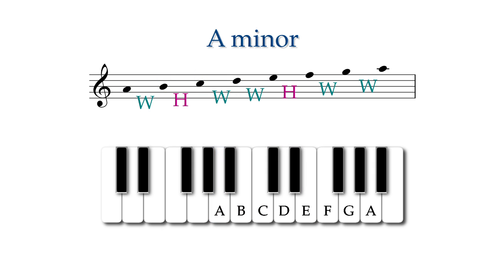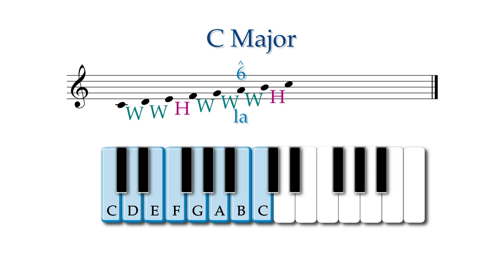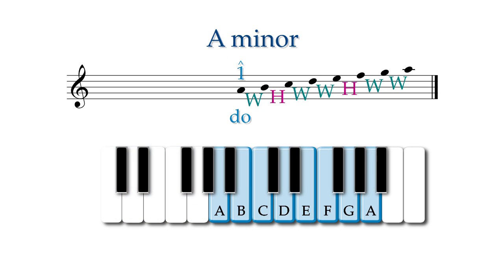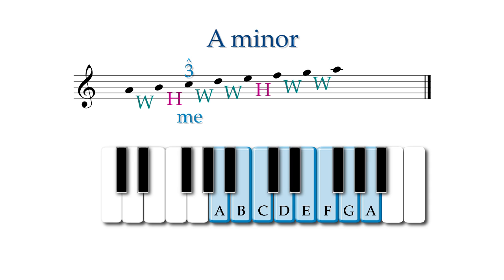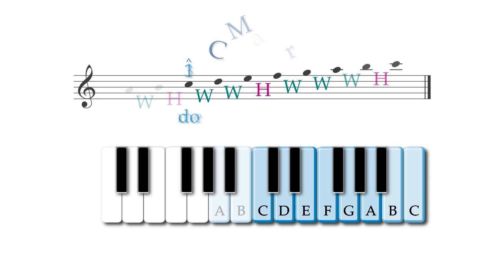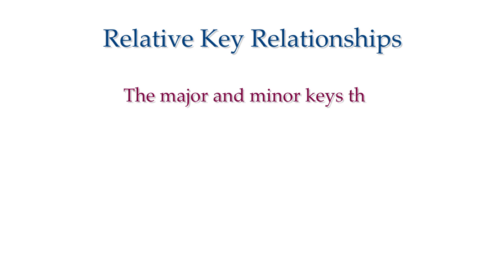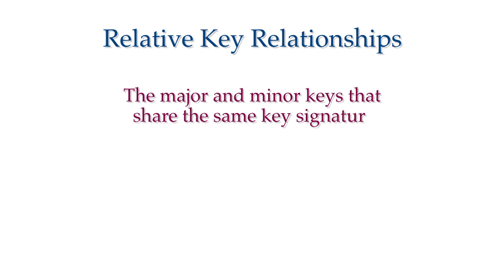Notice that it uses the exact same notes and will have the exact same key signature as C major. If I start on the 6th note of a major scale, I will find a minor scale with the same key signature. If I start on the 3rd note of a minor scale, I will find the major scale with the same key signature. These scales are said to have a relative relationship. The two scales that share the same key signature are relative scales.